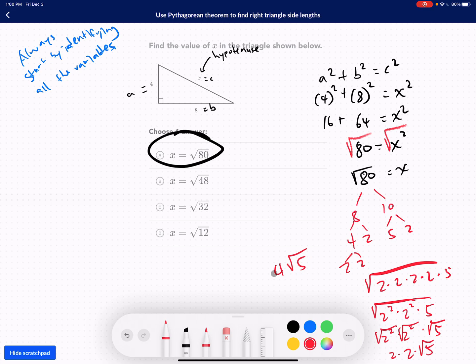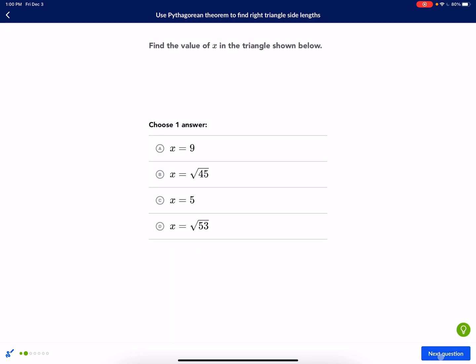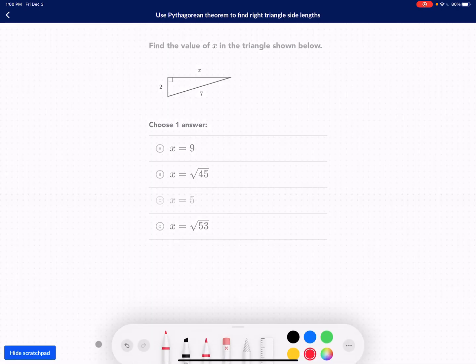Okay, that's if I wanted to simplify it. But obviously they're not simplifying it here. I just wanted to show you guys the simplification so that you guys can have an idea of how to do that. Okay, so I'm going to click this here and we're good to go. All right, let's do one more for good measure.